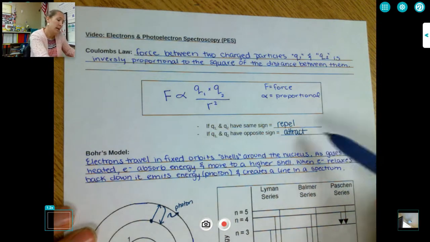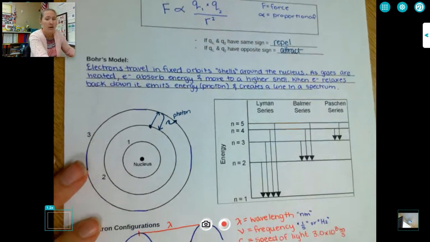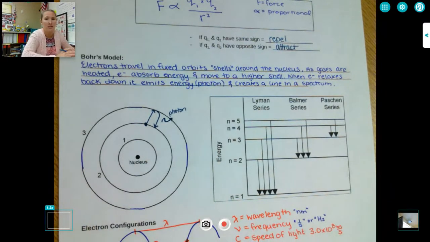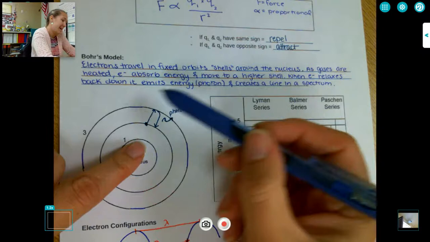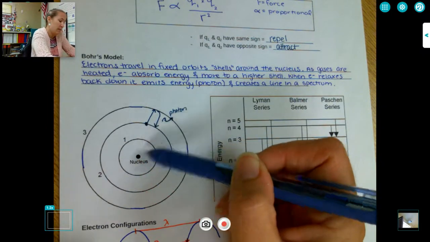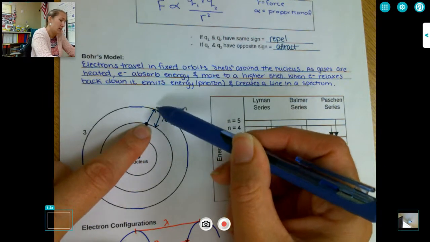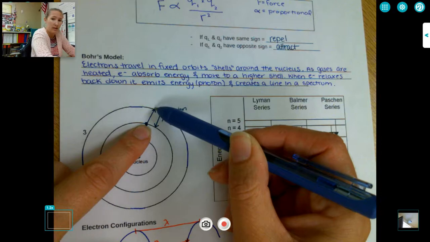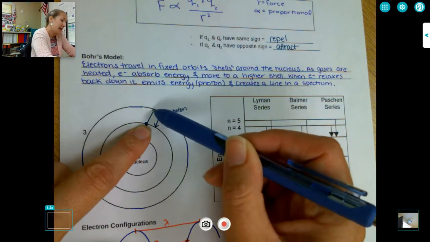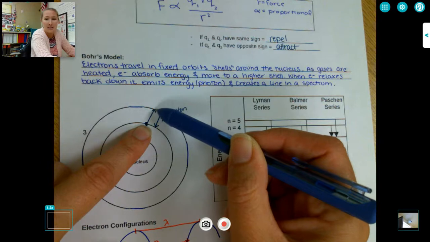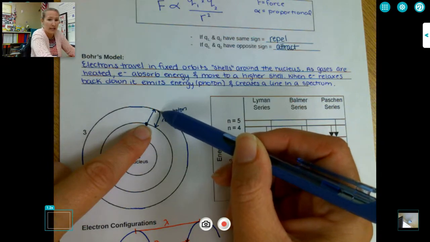Now, this starts to really play into effect when we talk about Bohr's model. And we know that Bohr came out and said that electrons travel in fixed orbits or shells around the nucleus. And if we heat those elements, we can start to see electrons change in energy levels. So for example, if a gas is heated, and I have an electron here on my second energy level, when it's heated, my electron will absorb energy and move to a higher energy level, into a higher shell. Then, as my electron relaxes back down, because it's not going to stay there once the energy coming in stops, it's going to relax back down.